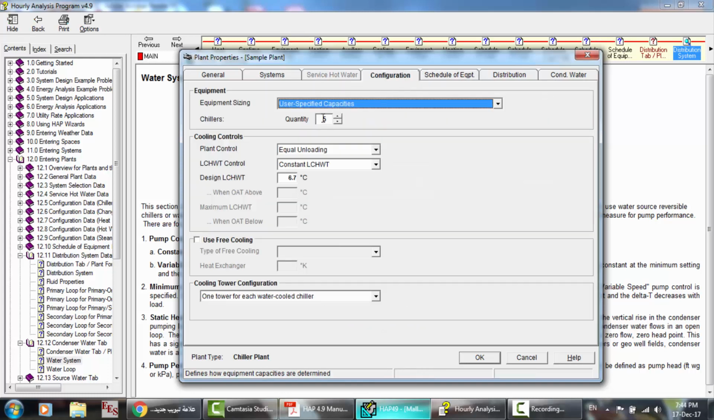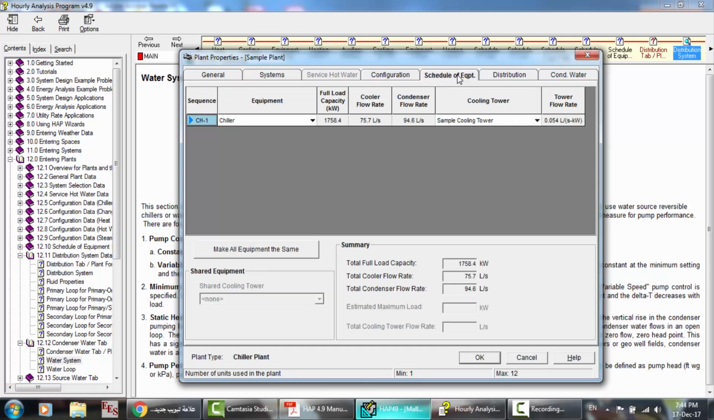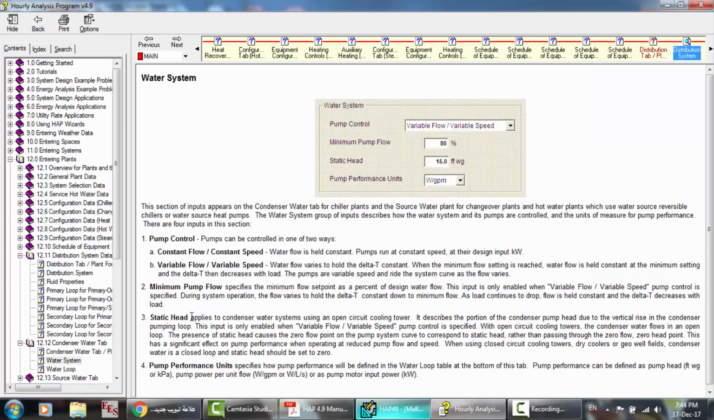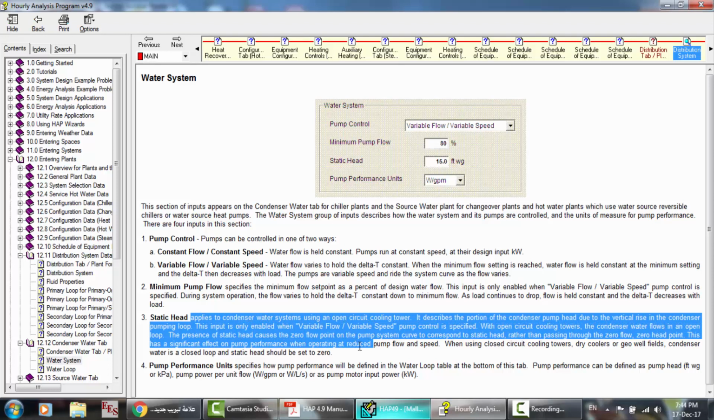Suppose that we have only one schedule and distribution condenser. If you have a variable flow, variable speed, you have to get the minimum pump flow, its percentage of the design flow rate, and the static head. The static head applies to condenser water systems using an open circuit cooling tower, and describes the portion of the condenser pump head due to the vertical rise in the condenser pump loop. This input is only enabled when variable flow, variable speed pump control is specified.